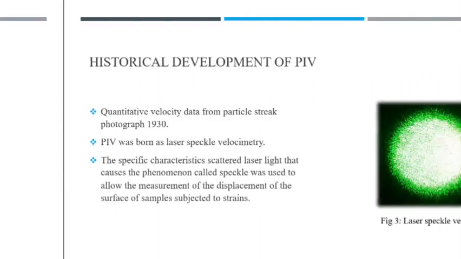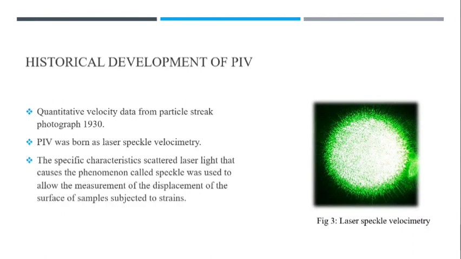Move to next slide, that is historical development of PIV. Quantitative velocity data from particle streak photograph in 1930. PIV was born as laser speckle velocimetry. The specific characteristics of scattered laser light that caused the phenomenon called speckle was used to allow the measurement of the displacement of the surface of a sample subject to strain.